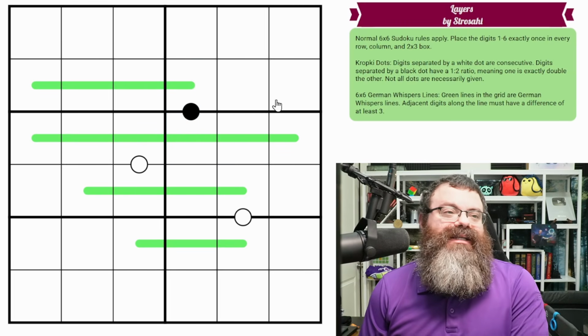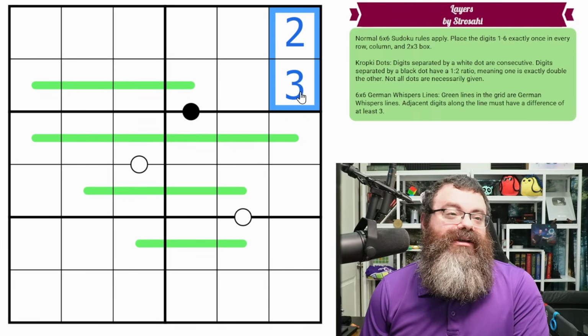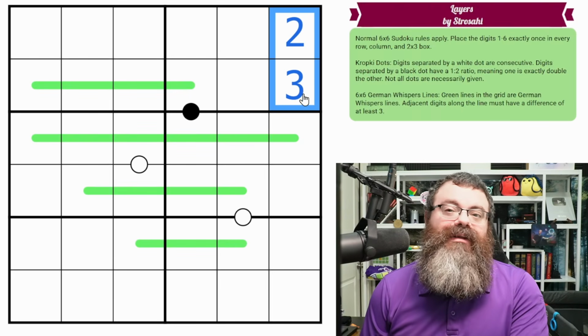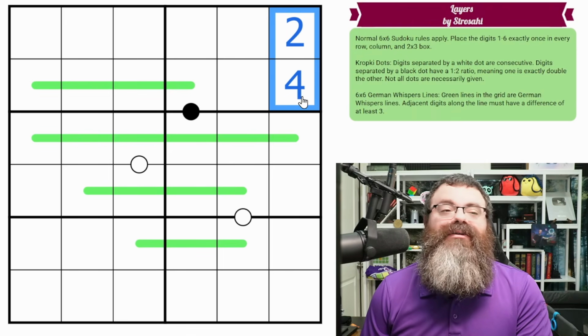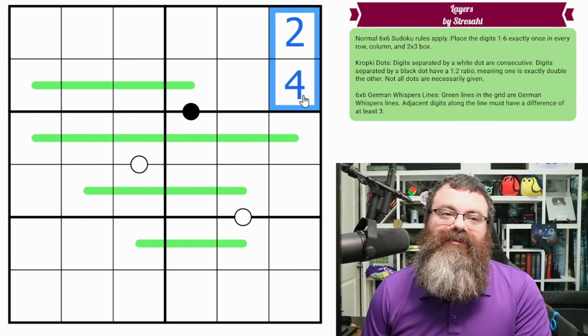Not all the dots are necessarily given. So if there was a 2, 3 here, those are consecutive. There could have been a black dot. There isn't, and that's fine. You can still put 2, 3 here. 2, 4, there could have been a black dot. There wasn't. That's also fine.